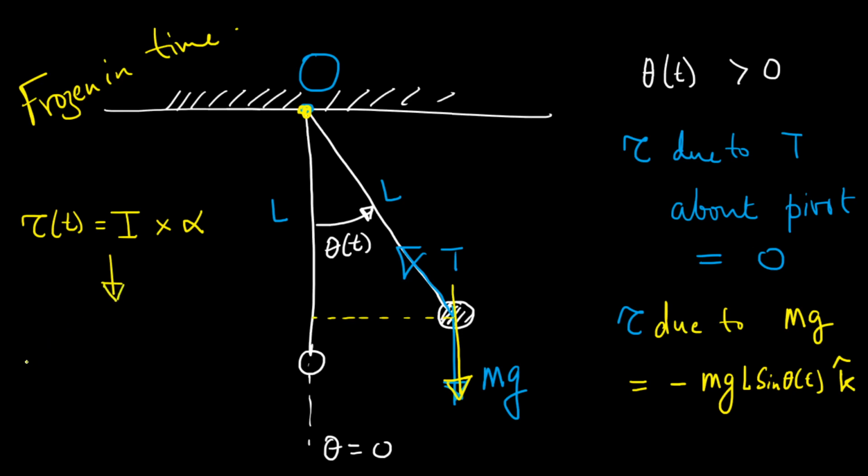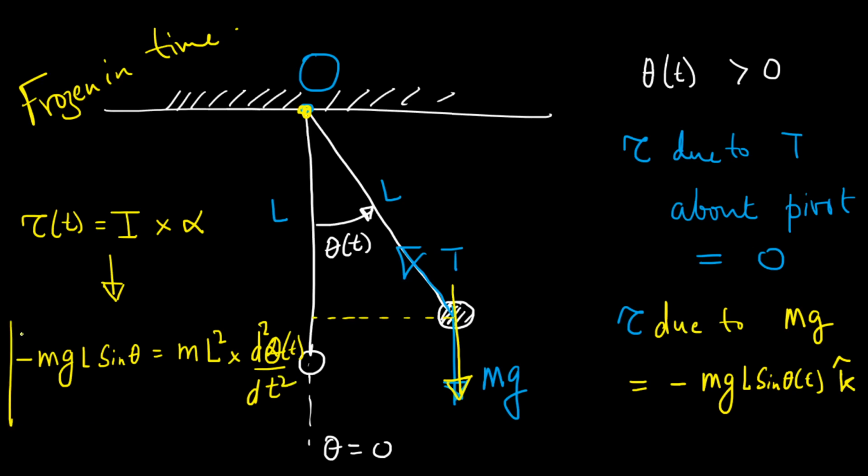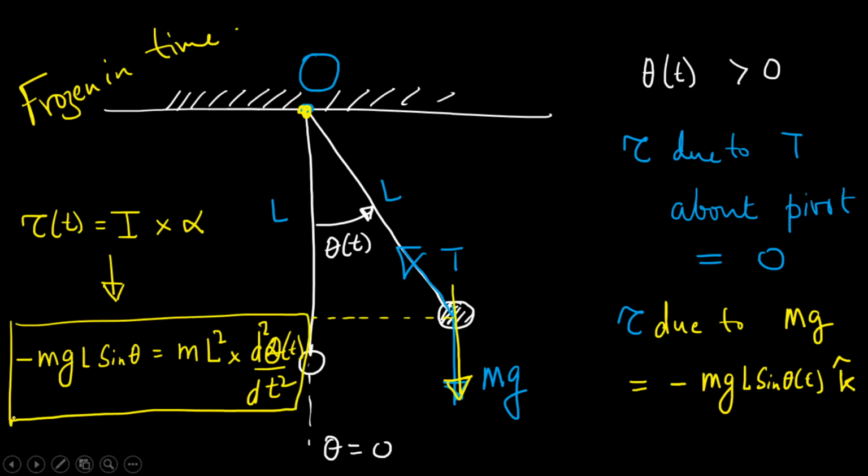Torque is negative, so minus mg L sine theta is equal to the moment of inertia, which we saw last time, ml square, into d square theta by dt square. If you want, you can write alpha. So this is the correct equation, and this time you will be very happy that I have followed the sign convention. So once again I repeat, torque is equal to I alpha.